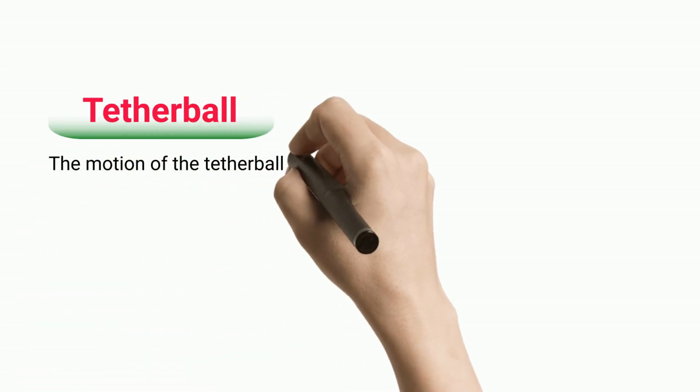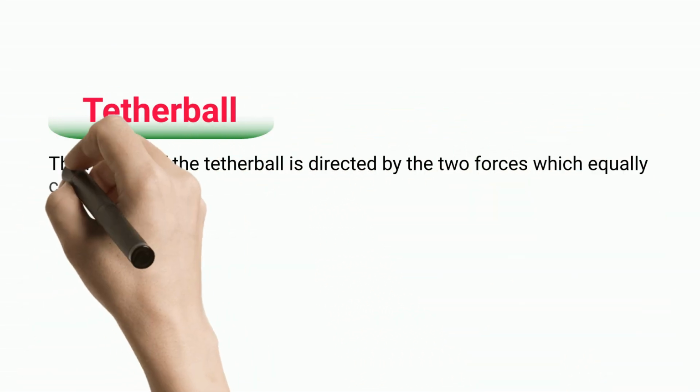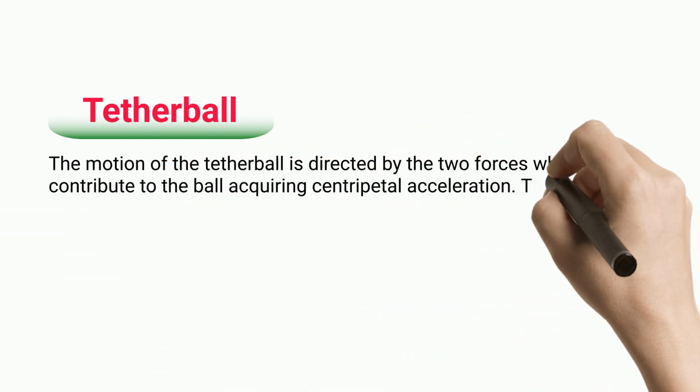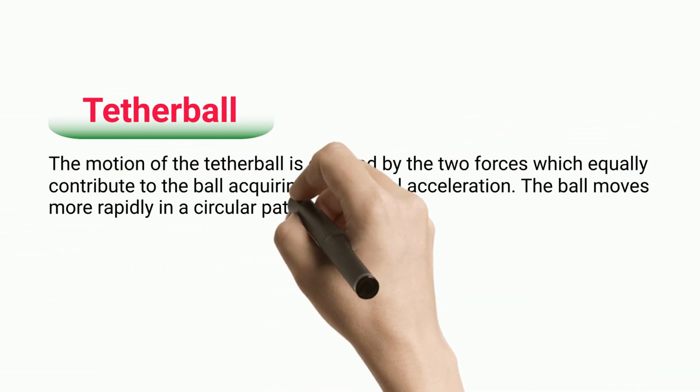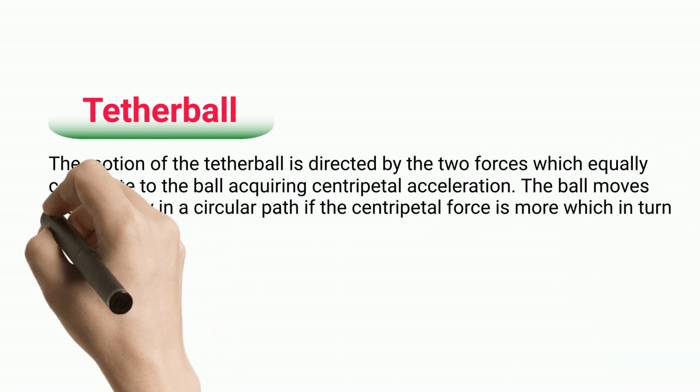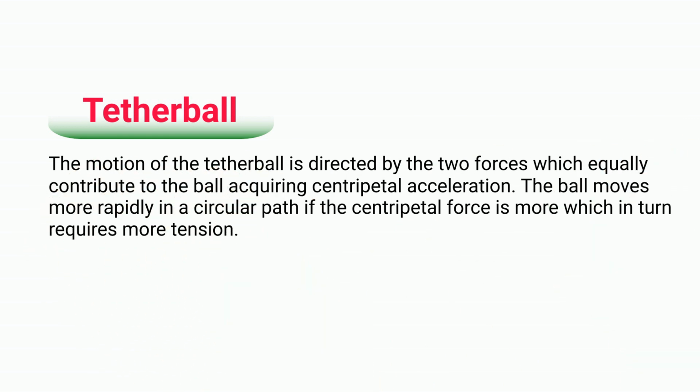Tetherball. The motion of the tetherball is directed by two forces which equally contribute to the ball acquiring centripetal acceleration. The ball moves more rapidly in a circular path if the centripetal force is more, which in turn requires more tension.